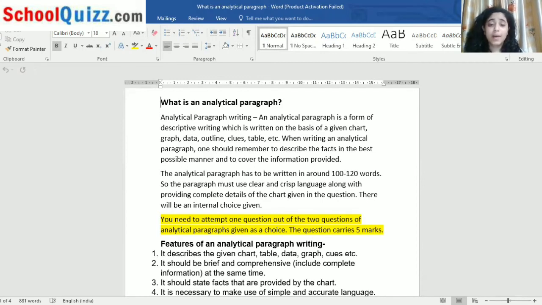The analytical paragraph has to be written in around 100 to 120 words. The paragraph must use clear and crisp language along with providing complete details of the chart given in the question. So suppose you have been given one chart.